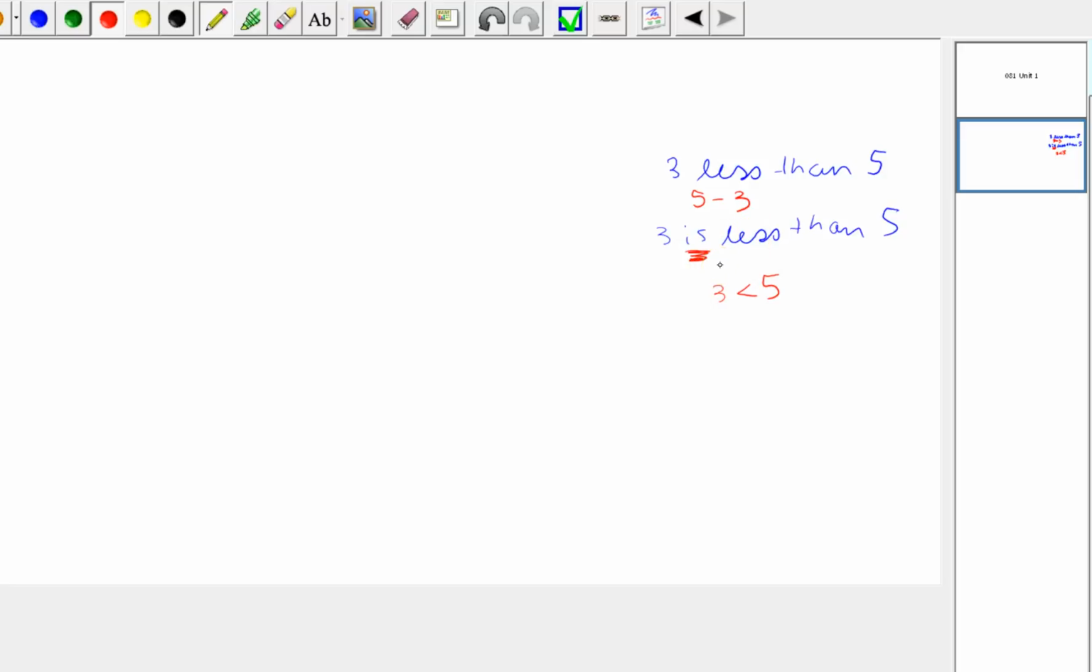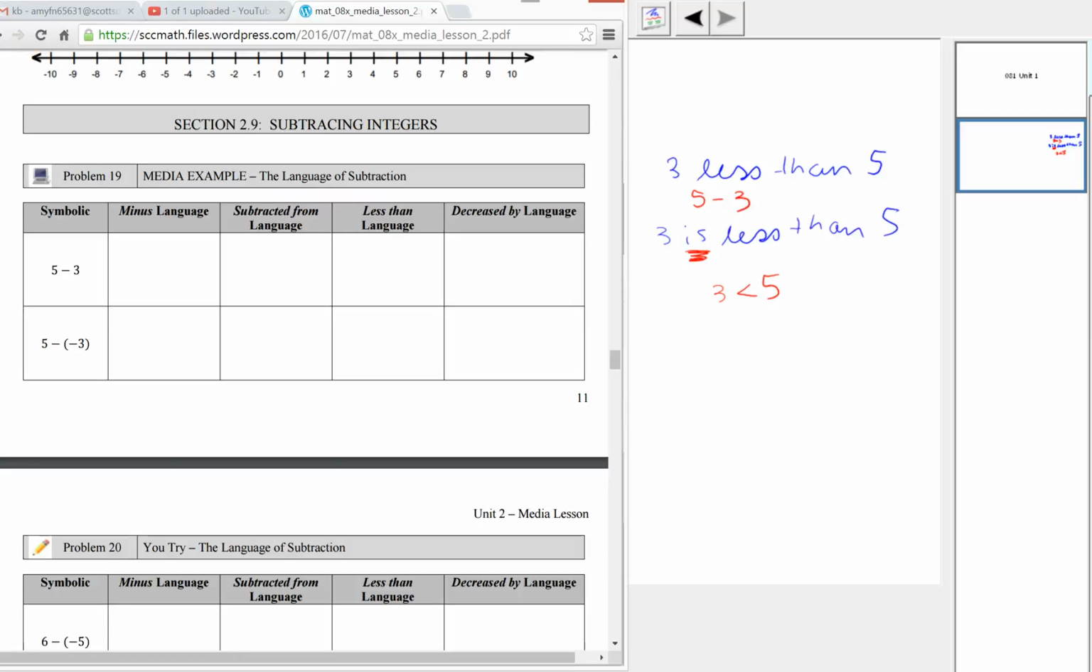Okay, so you want to bring to their attention that this is talking about a relationship, just like when we talk about equations later, 3 is 4 times 7. The "is" is talking about a relationship, where this "less than" is talking about the operation of subtraction. Okay. And then decreased by, so this would be 5 decreased by 3. Okay, so we want them to know all of those different ways of writing this.